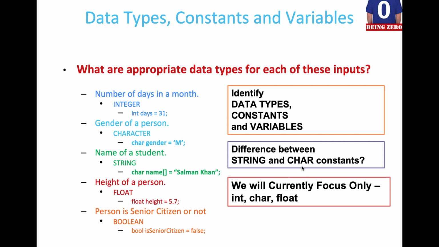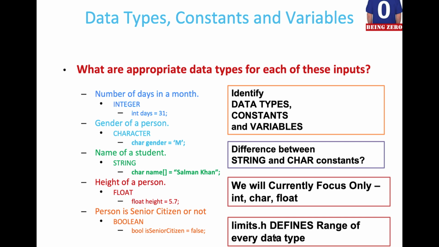Now, one last thing to keep in mind is limits.h is a header file which defines the range of every data type. Because every data type in computer will have a range, it will have a minimum value and maximum value that you can assign. So limits.h is a header file where we can go and find some constants defined which tell us what are the minimum and maximum values a data type can hold.